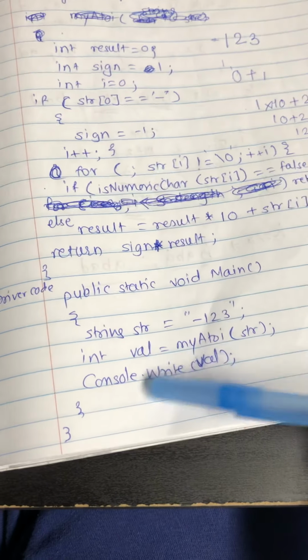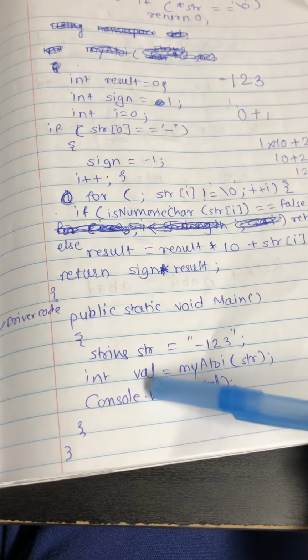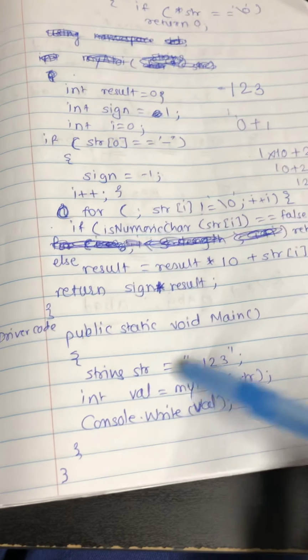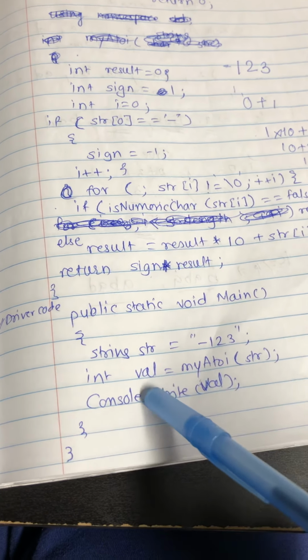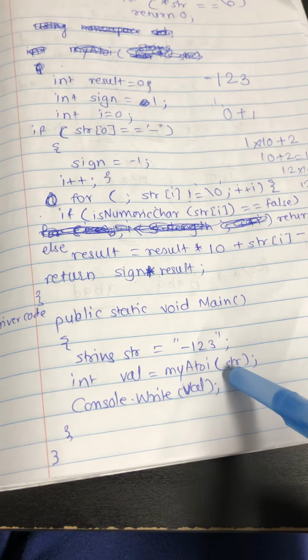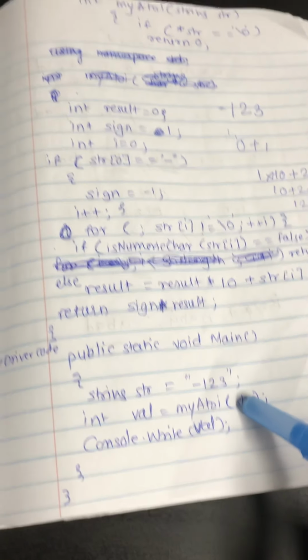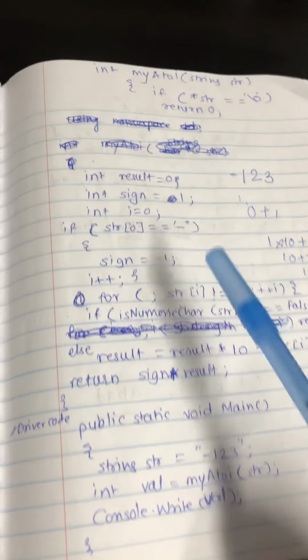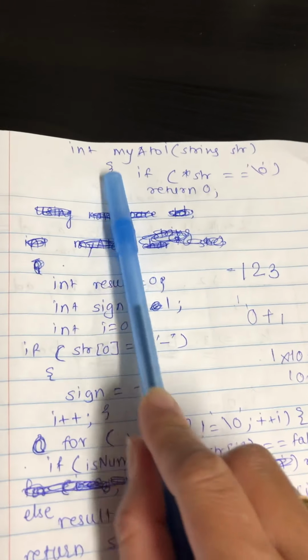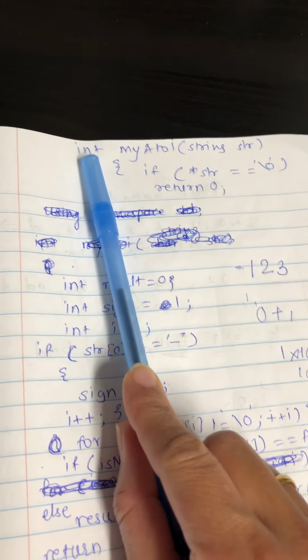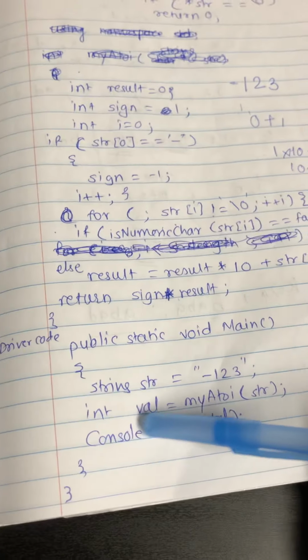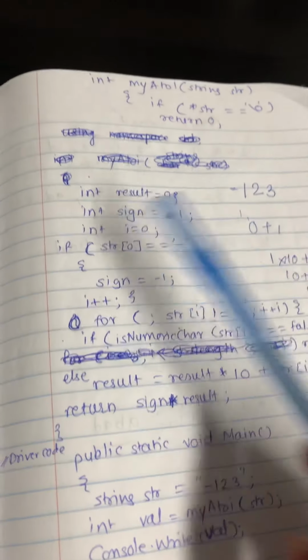So this function we are calling from the my a to I function. This code will start with the main function. This is the string -123, and we are calling my a to I with the string. We are passing this string as an argument, and this function will return an integer that we are assigning to this value variable and that we are going to display.